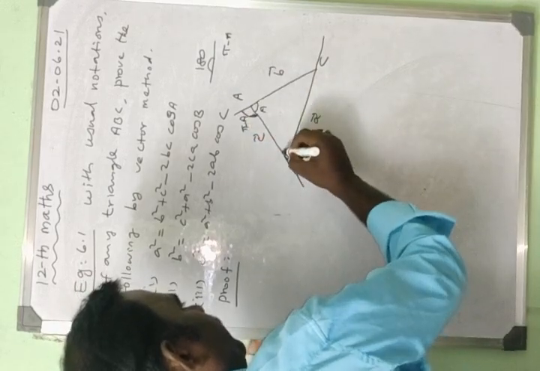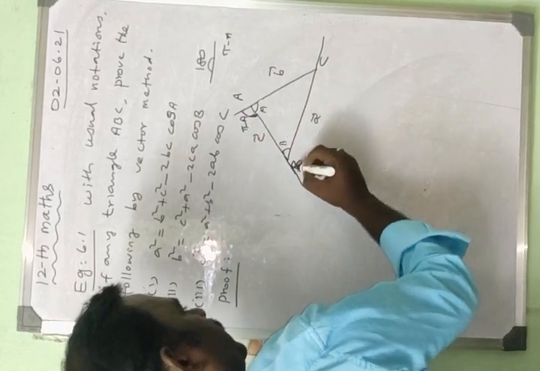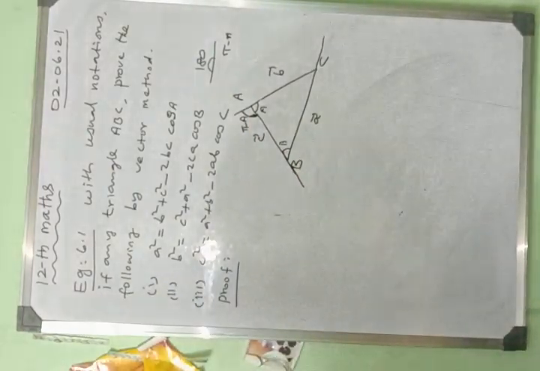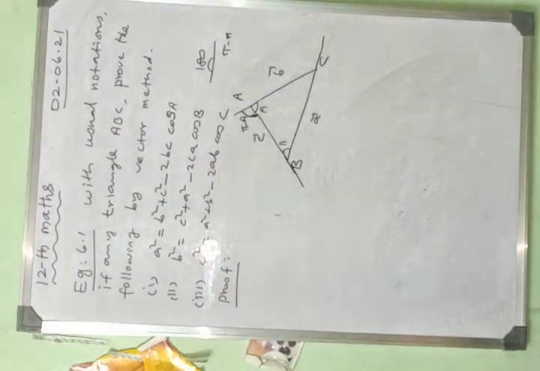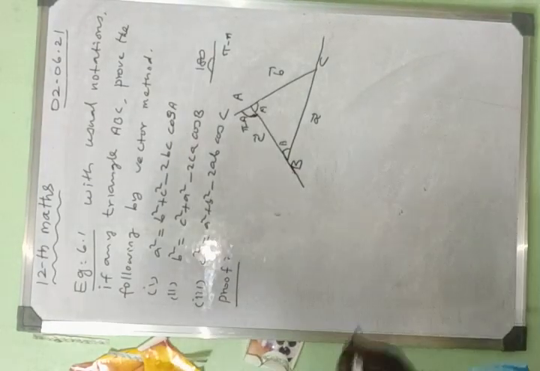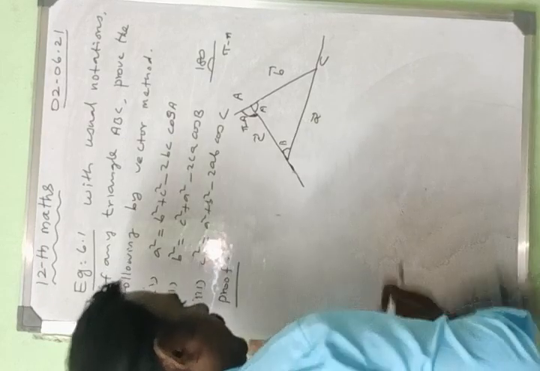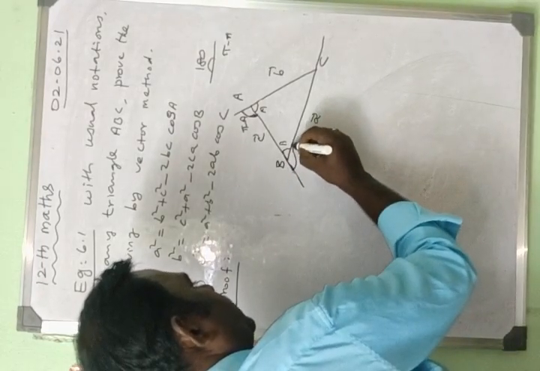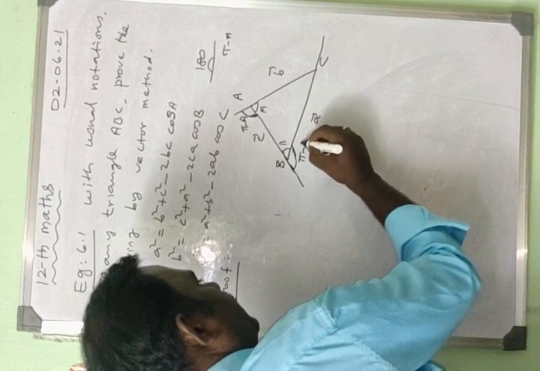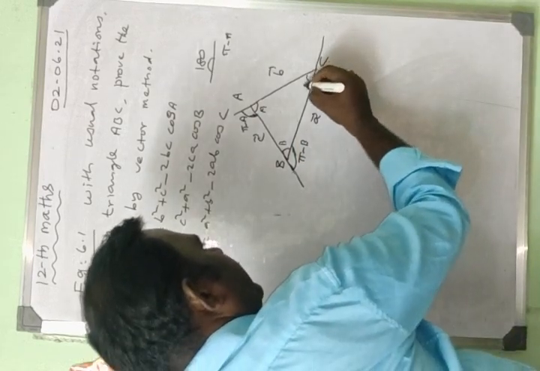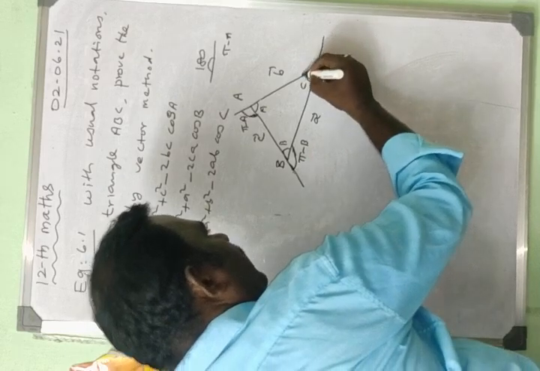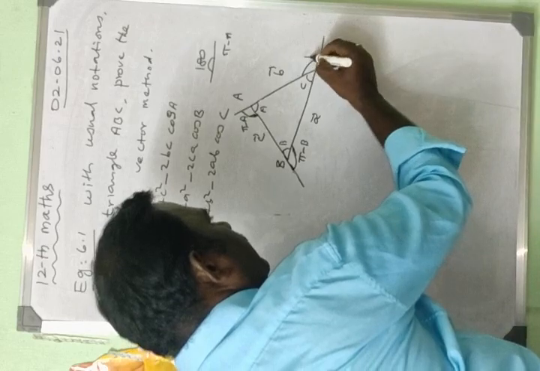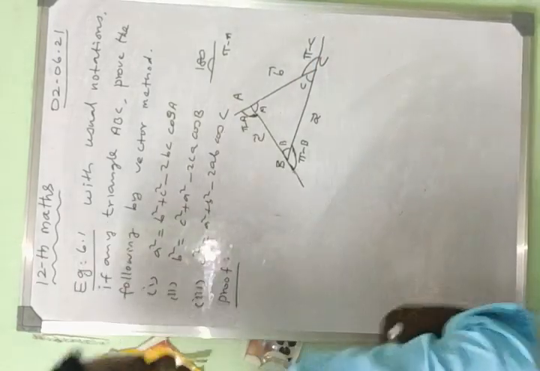Here also, this inner angle is B. So what is the outer angle here? We put the B value, so the outer angle we get is 180 minus B. Here the inner angle we get C, so the outer angle is 180 minus C, like this. Okay, like this one.